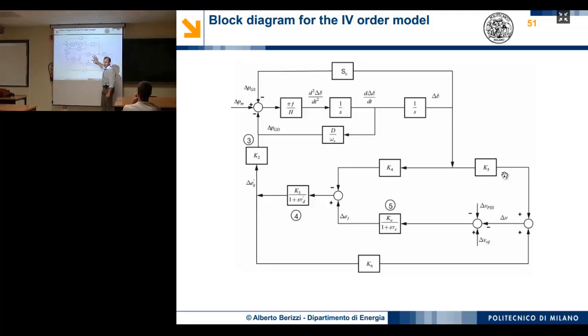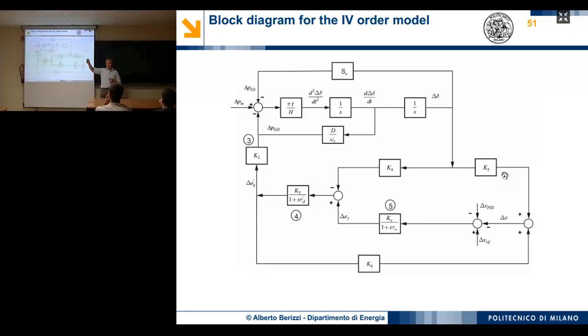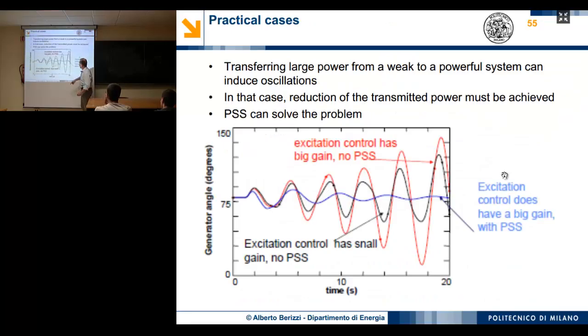The overall one is the fourth order model, and this is the excitation system. So you can see that here I have the signal related to the voltage measurement. So I can increase or decrease my excitation current depending on the value of the voltage at the terminals of the generator. But I have an additional signal here, which is different from 0 when you have a situation like this one: oscillations increasing or not damping properly.